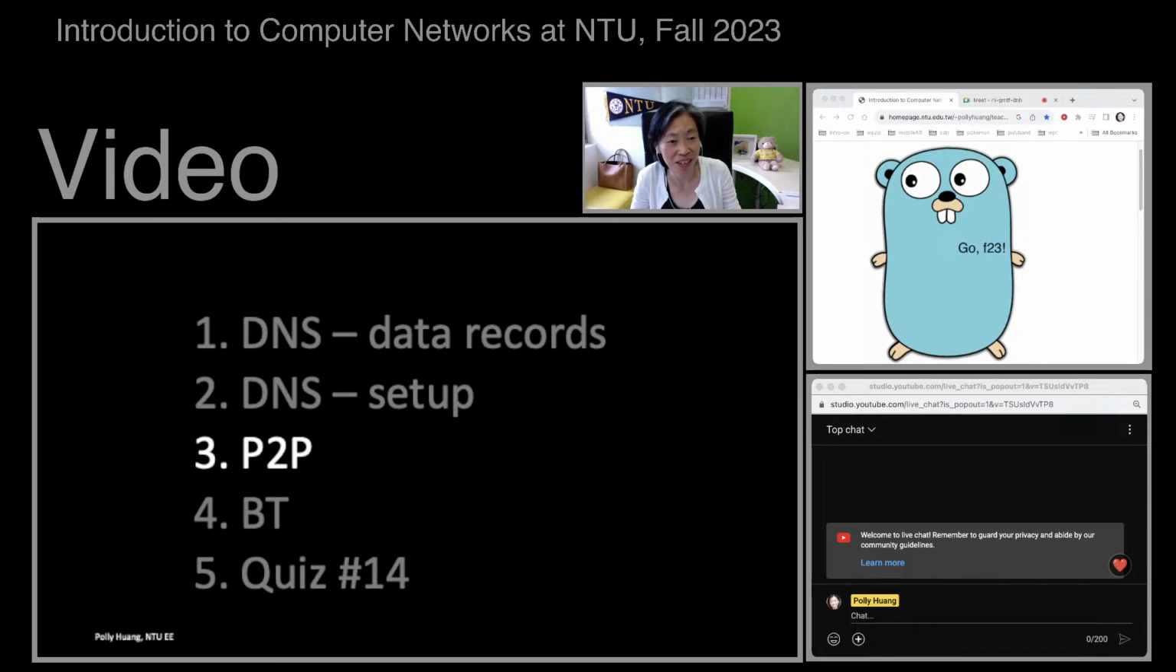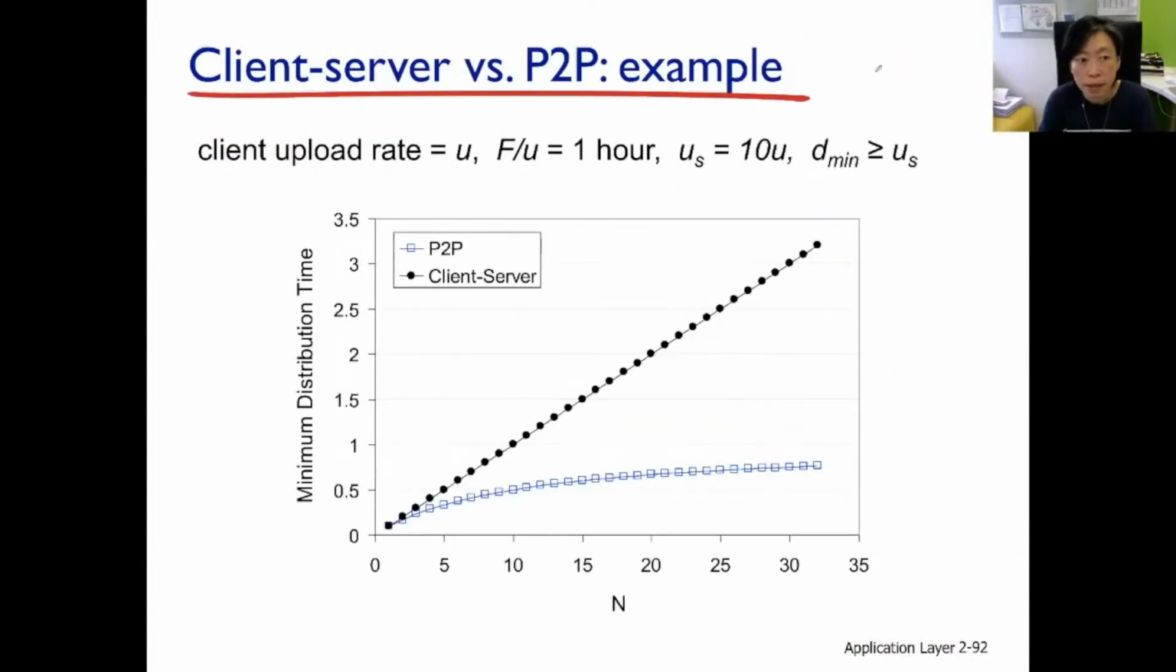Using the P2P architecture. So the last video here is to compare the two quantitatively with the same scenario, same setting. Let me use a very simple scenario to contrast quantitatively the differences between client-server mode and P2P mode in terms of the distribution time, right? So the scenario goes as this. The client's upload rate is small u. And if we want to upload the file over this client link, F over u, let's say that's 1 hour. And the server uplink rate is 10u, 10 times higher than the client's uplink rate.